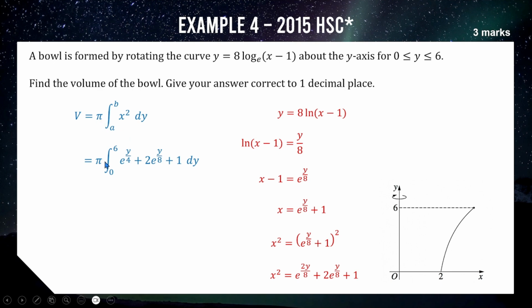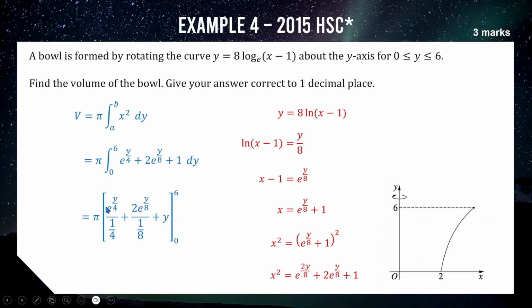Don't forget the pi at the front, or your answer will be completely wrong, and then you'll fail, and then it's goodbye Harvard, hello, living under the bridge. Okay, so we have e to the y over 4 staying the same, dividing by a quarter. 2e to the y over 8 staying the same and dividing by an eighth, and then the 1 integrates to a y.